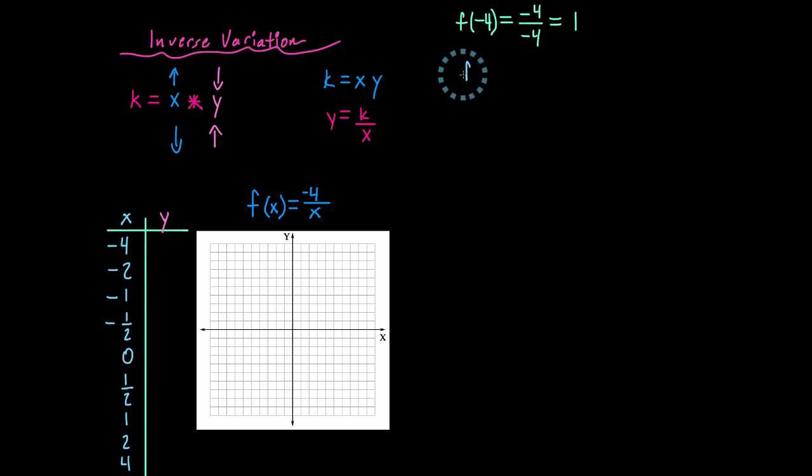Alright, so now next it's f of negative 2. F of negative 2 is equal to negative 4 over negative 2, which is equal to positive 2. So f of negative 1 is next. F of negative 1 is equal to, well, negative 4 over negative 1, which gives a value of 4.